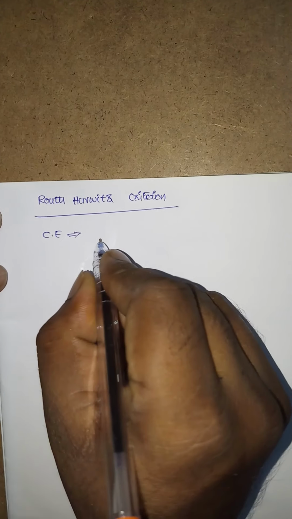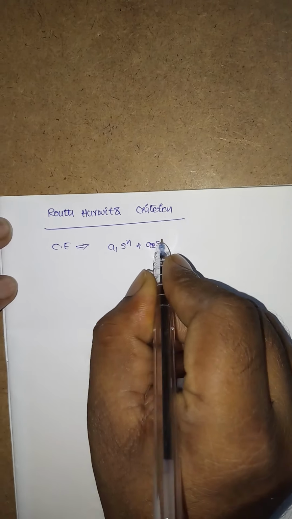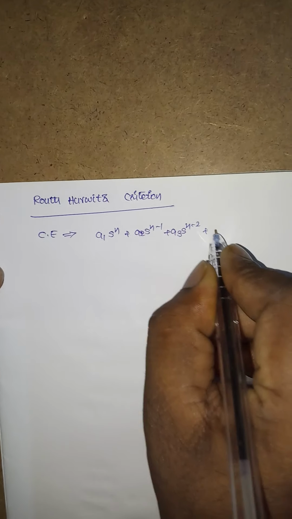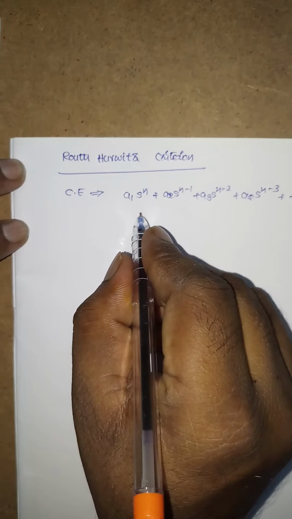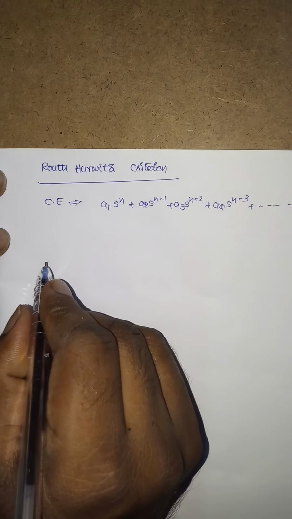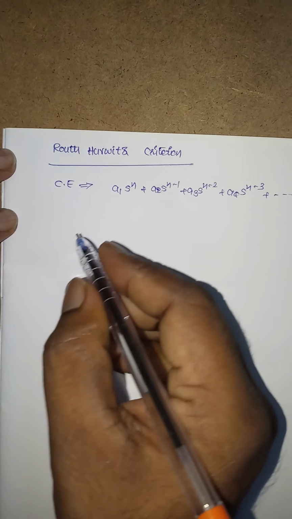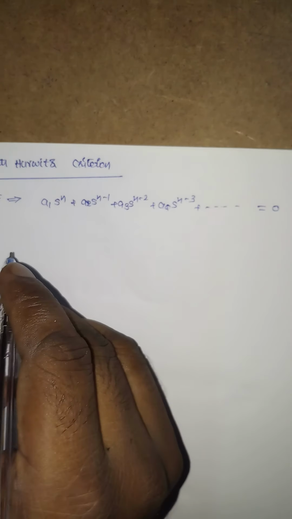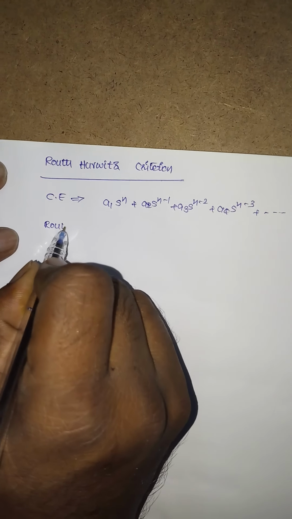Suppose the characteristic equation is a1 s power n plus a2 s power n minus 1 plus a3 s power n minus 2 plus a4 s power n minus 3 plus and so on is equal to 0. Suppose let us assume this is the characteristic equation. How to find the system stability from this characteristic equation using the Routh-Hurwitz criterion? To find the system stability, first of all you form the Routh array.